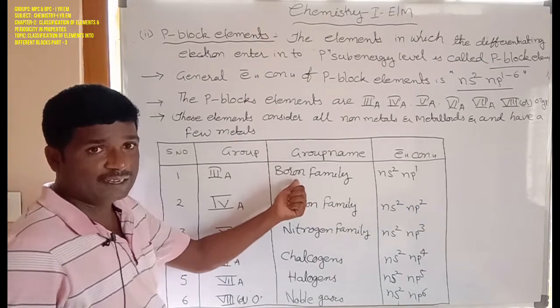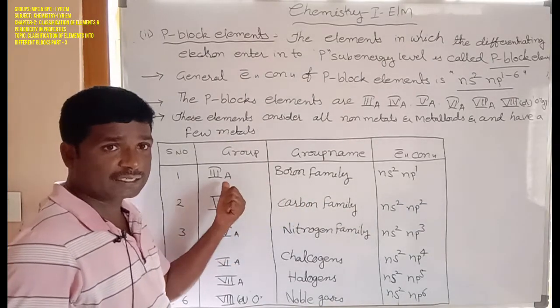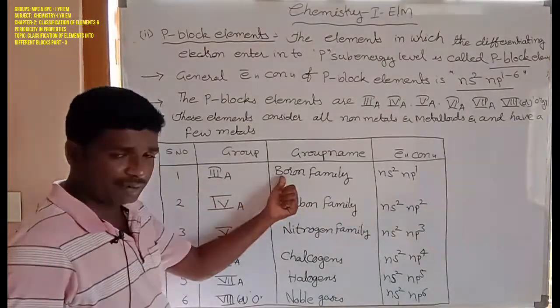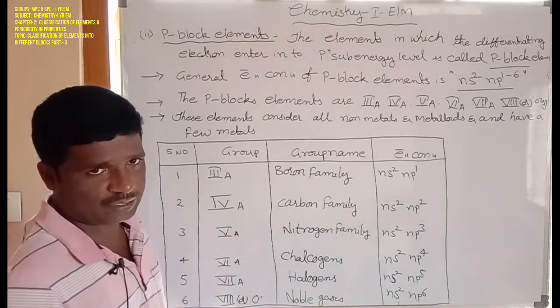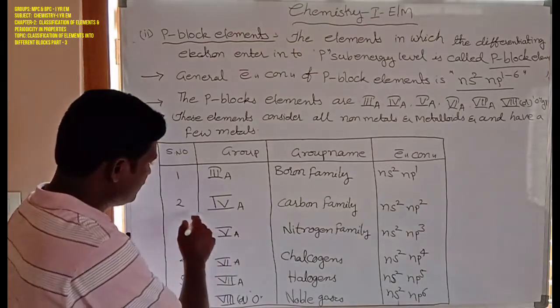Which family is the third A group? The boron family. Third A group elements are also called the boron family. Electron configuration ns2 np1. Next, another one.